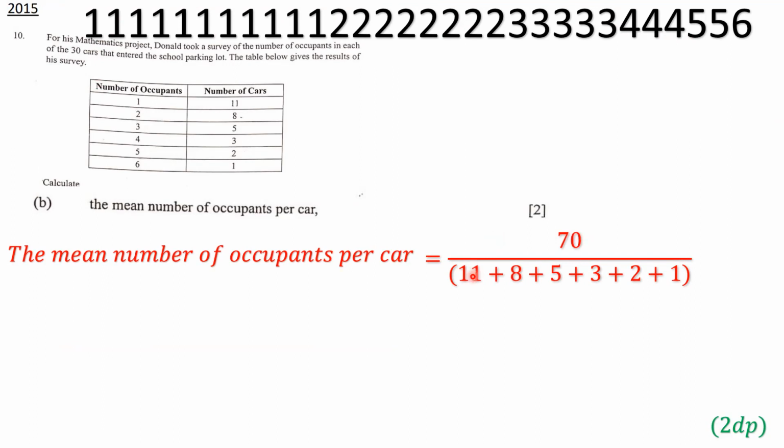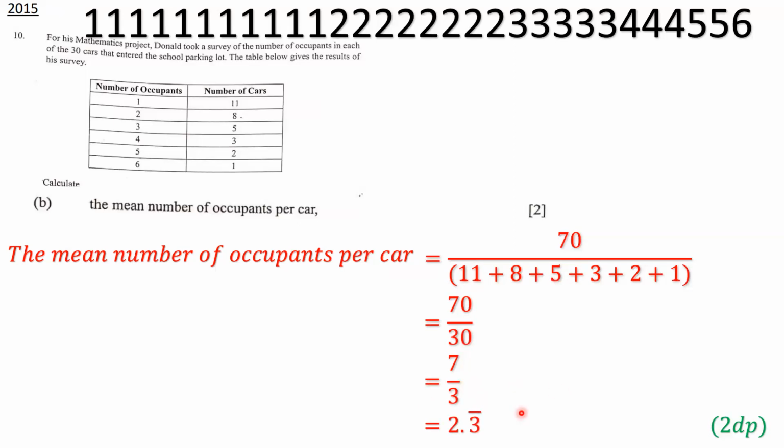We have 11 ones, 8 twos, 5 threes, 3 fours, 2 fives, and 1 six. So we add them all together, and that gives us 30. So it's going to be 70 over 30. And so our mean number of occupants per car is going to be 2.3, and that 3 is recurring.